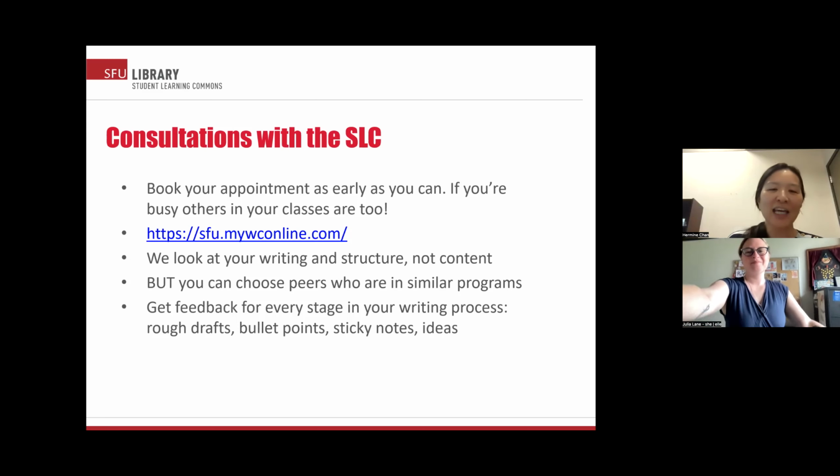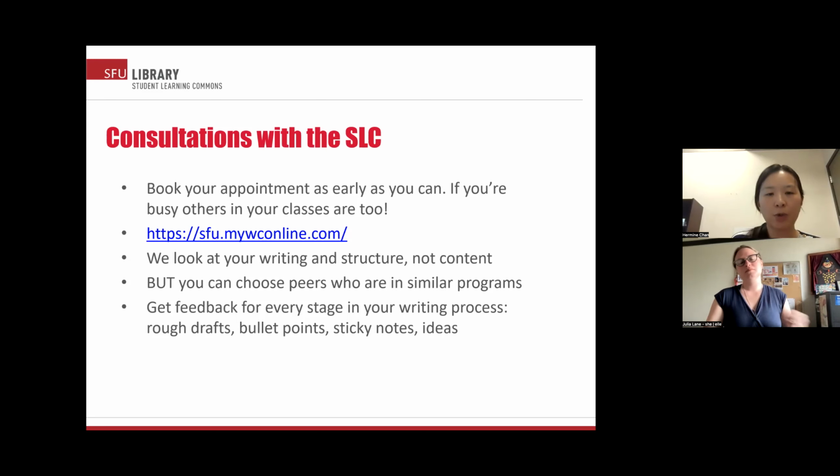One thing to note is that our peers don't really look at your content, but we will comment on your writing and your structure. And you can actually select peers who are in a similar program as you. So all of our peers are trained, but sometimes if you're, let's say, a philosophy major, it might be easier for you to consult somebody who is already taking your classes. But you can also get a different perspective from people who are not in your class as well.